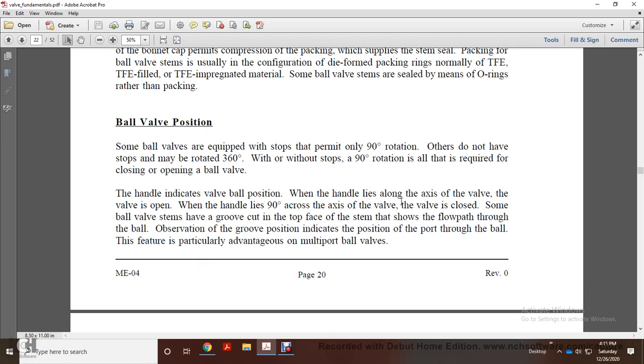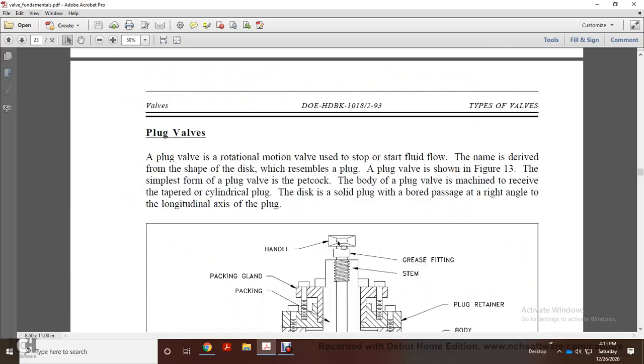When the handle lies along the axis of the valve, the valve is open, and when the handle lies at a 90-degree angle, the valve is closed. A groove cut in the top face of the valve stem shows the flow path through the ball, indicating the position of the port through the ball. This feature is of particular advantage in multi-port ball valves.